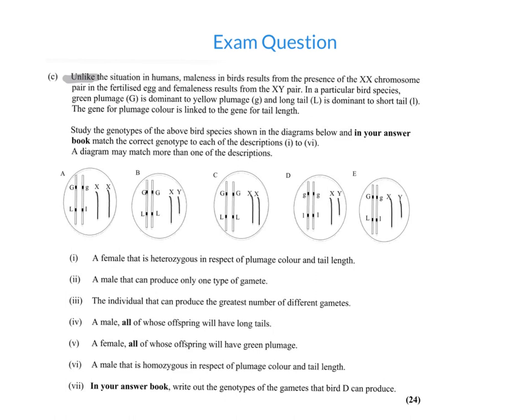The gene for plumage colour is linked to the gene for tail length. Study the genotypes of the bird species, and in your answer book, match the correct genotype to each of the descriptions 1 to 6. A diagram may match more than one of the correct descriptions.